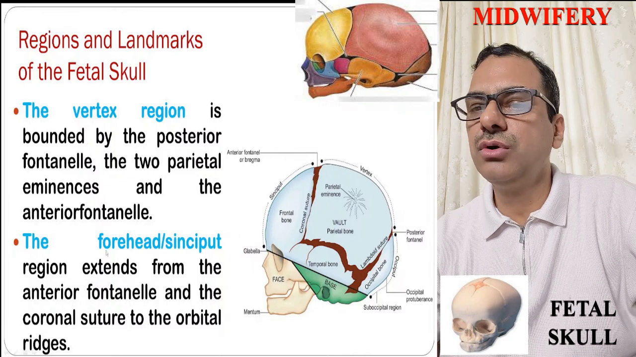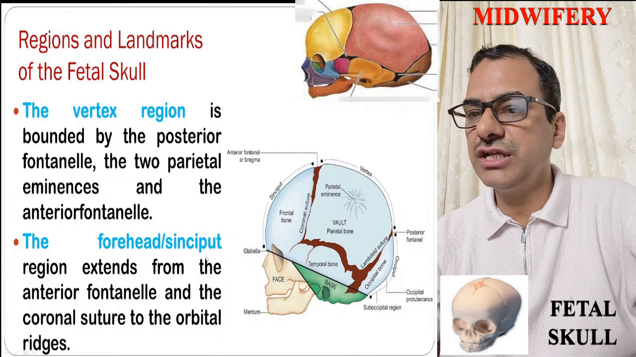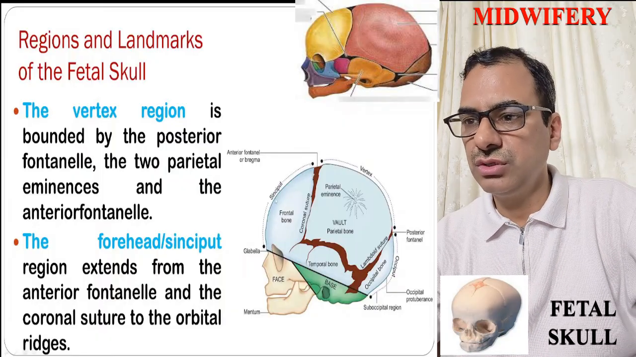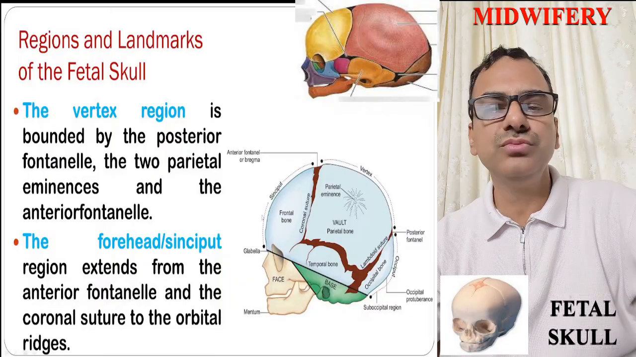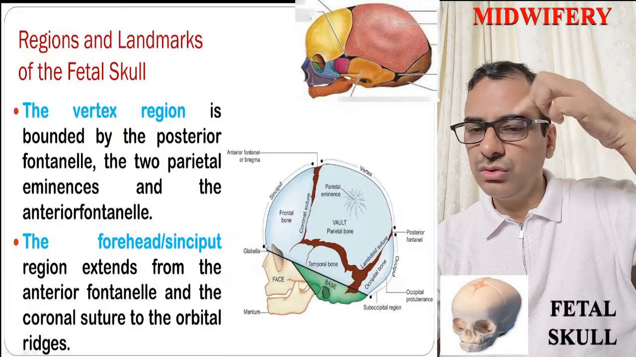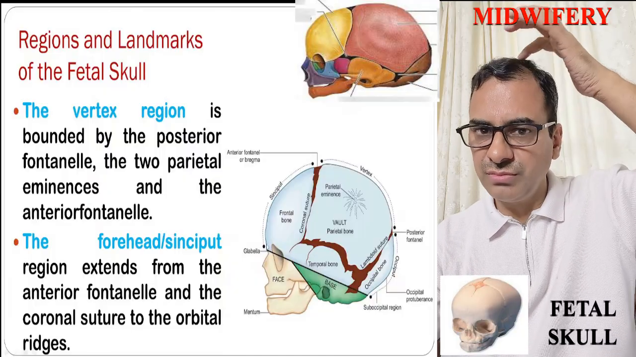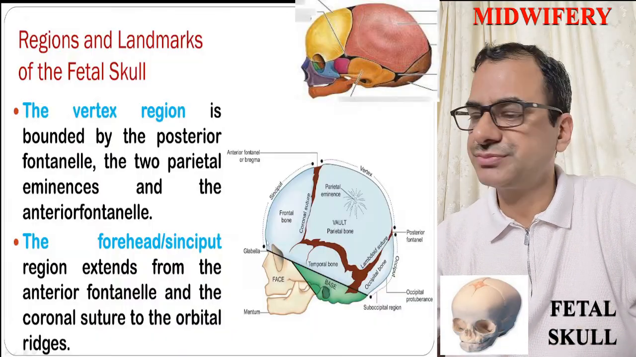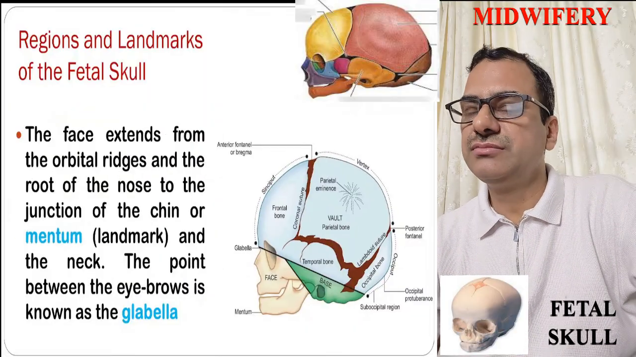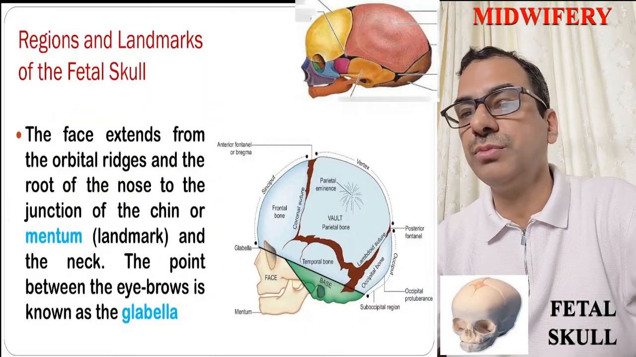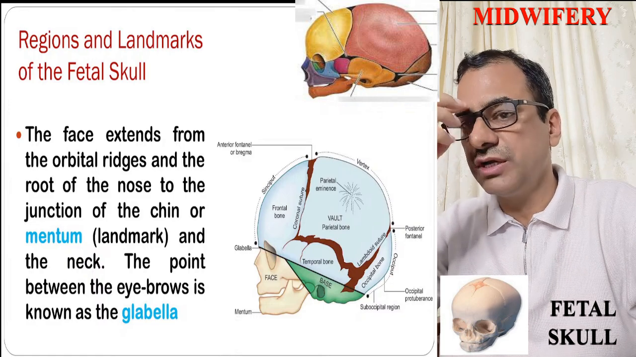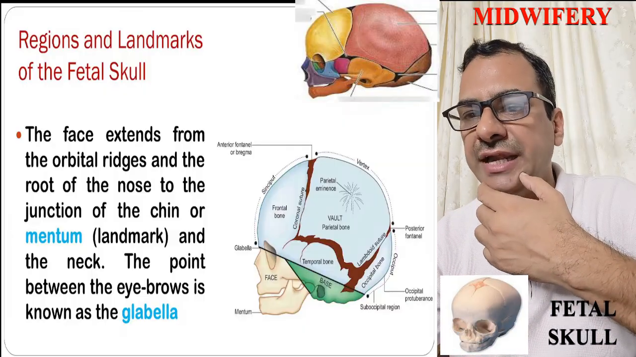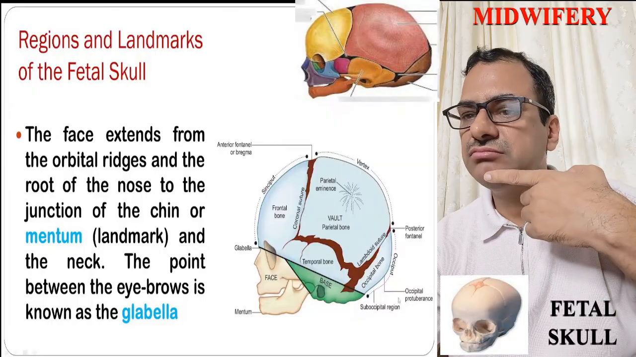Then there is the third one, the forehead or sinciput region. This region extends from the anterior fontanelle to the coronal suture, and up to the orbital ridge. So this whole region is known as the forehead or sinciput. The face is below this, extending from the orbital ridge or root of the nose up to the chin. The chin is also known as the mentum. This is a landmark. And the neck.